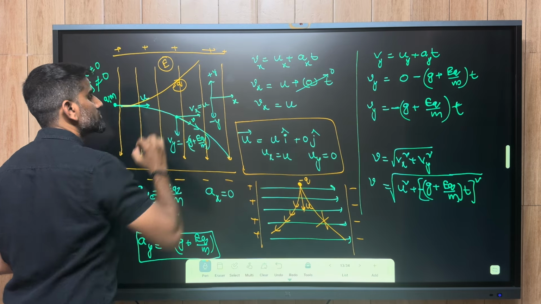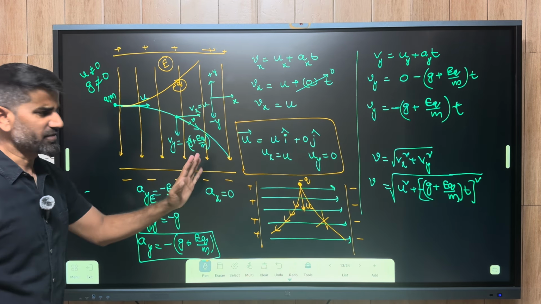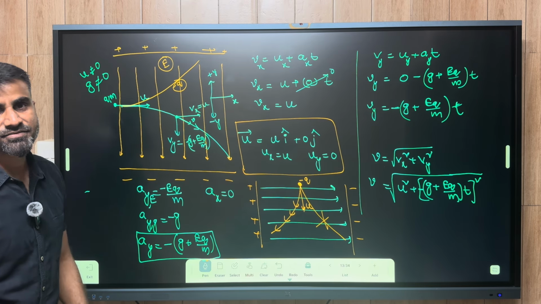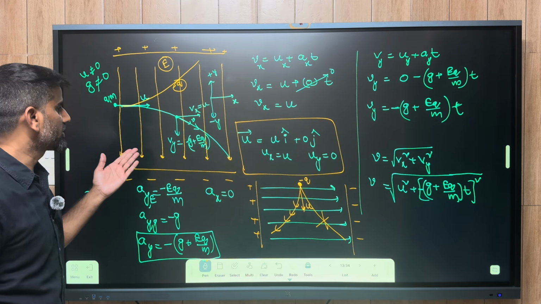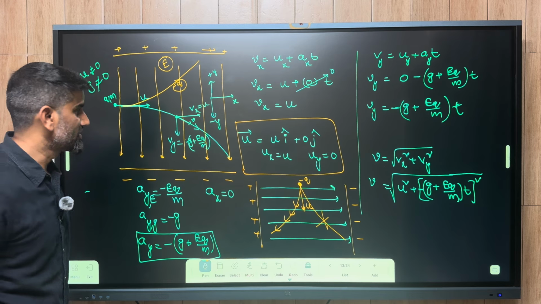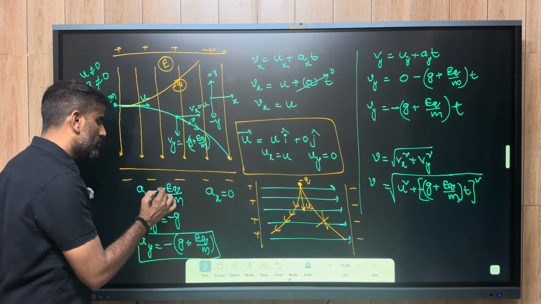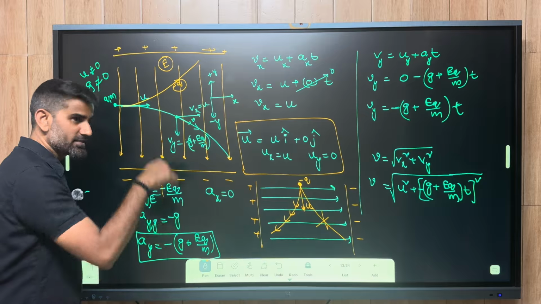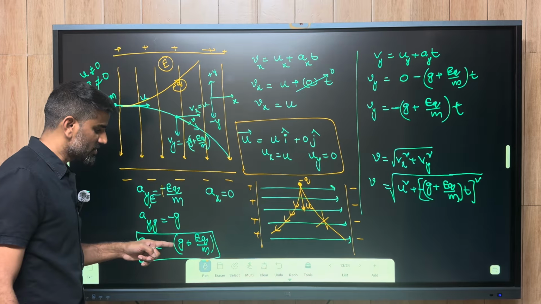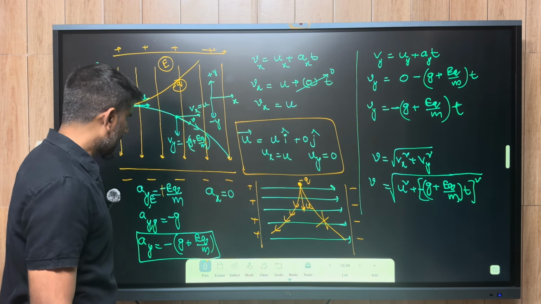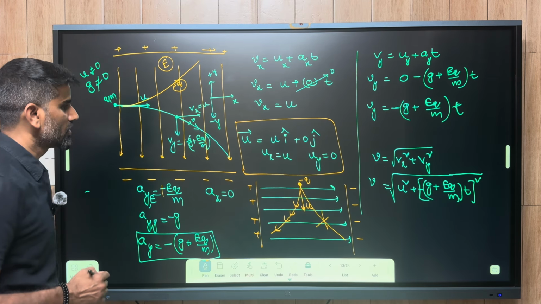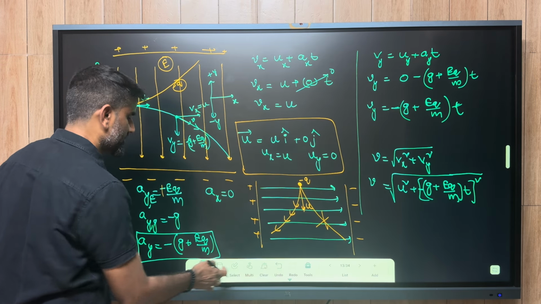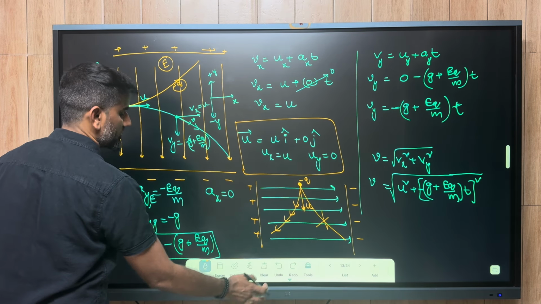If it is minus q charge, the same case applies, the same equations. The only difference is the sign changes. In this case, eq by m is positive, and g is downwards. So the equations would be like this. I am giving you the entire details in the same diagram. Let's discuss it.